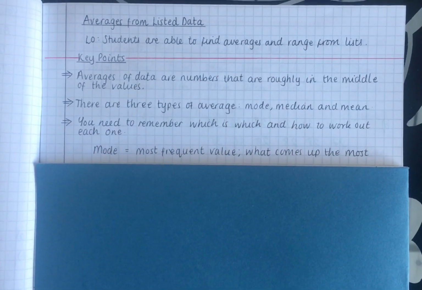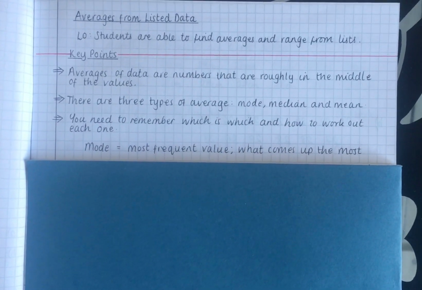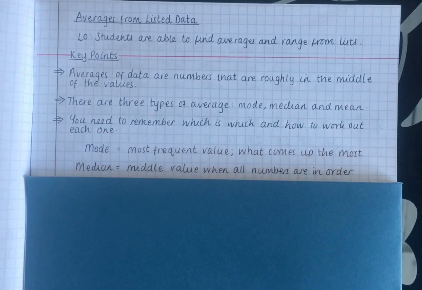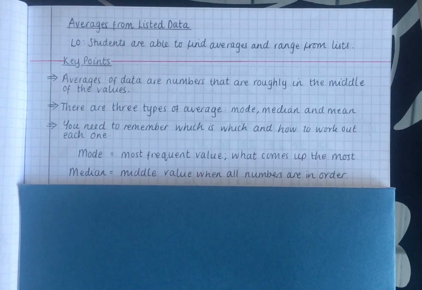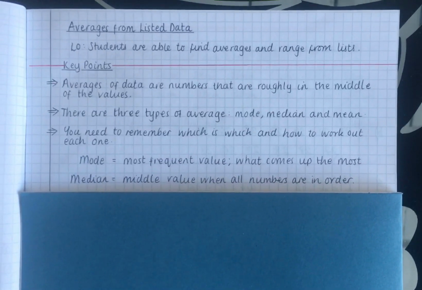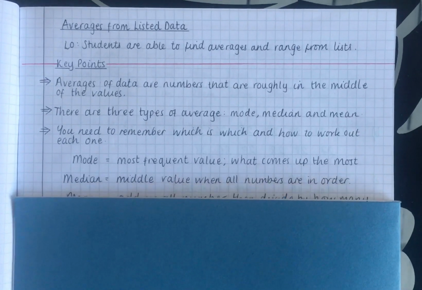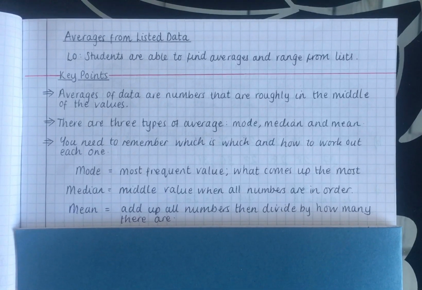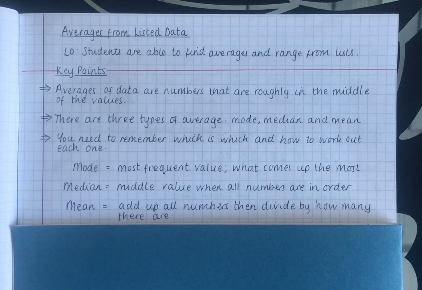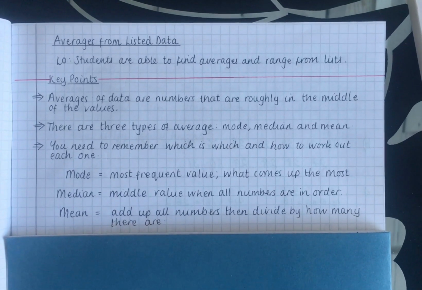So firstly, the mode is the most frequent value and it's what comes up the most. The median is the middle value when all the numbers are in order, and that's really important that you order the numbers first. That's where lots of students go wrong. The mean is when you add up all the numbers, then divide by how many there are. And that's it for the averages.